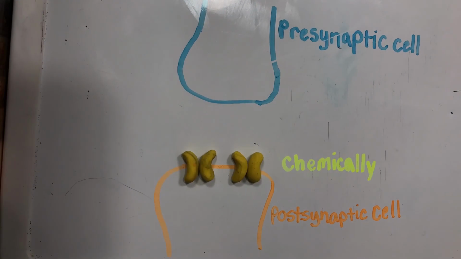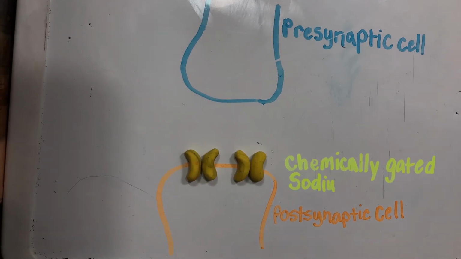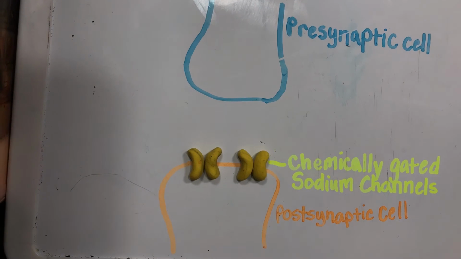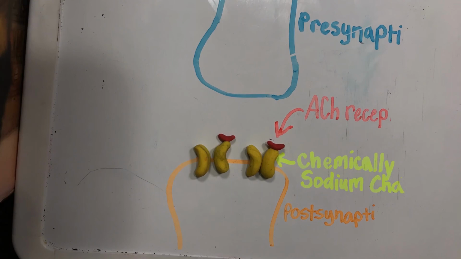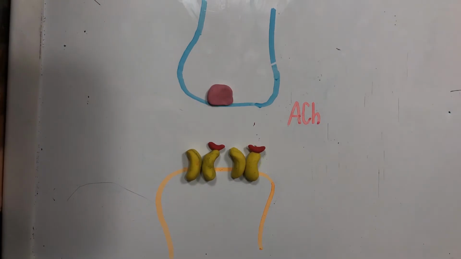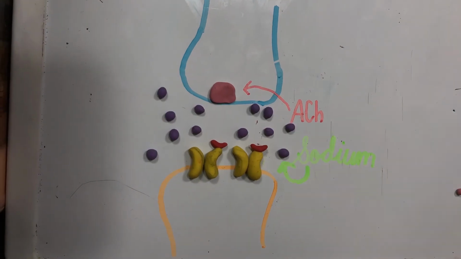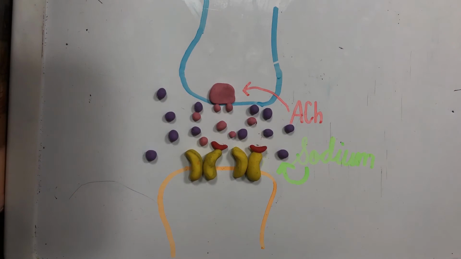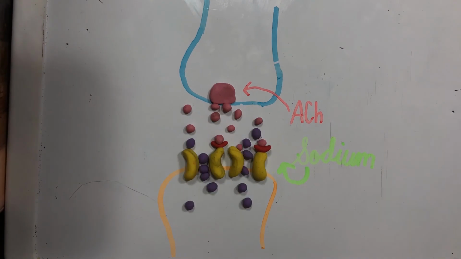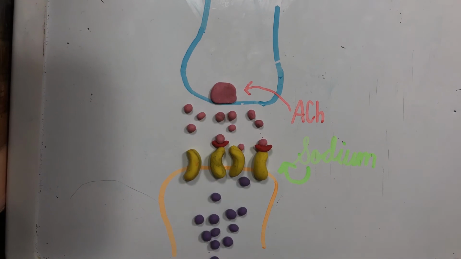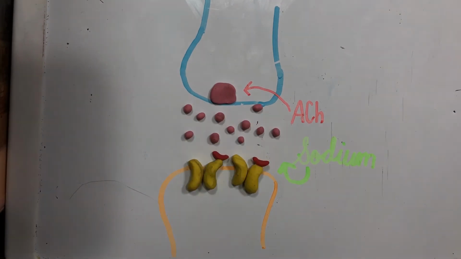Located on the postsynaptic cell are chemically gated sodium channels, which have acetylcholine receptors. When acetylcholine is released into the synaptic cleft, it binds to the chemically gated sodium channels, causing them to open and allowing for an influx of sodium into the postsynaptic cell, depolarizing it.